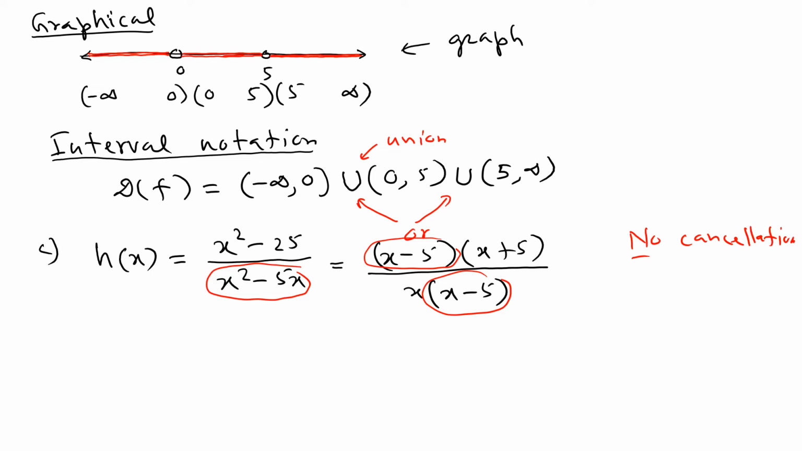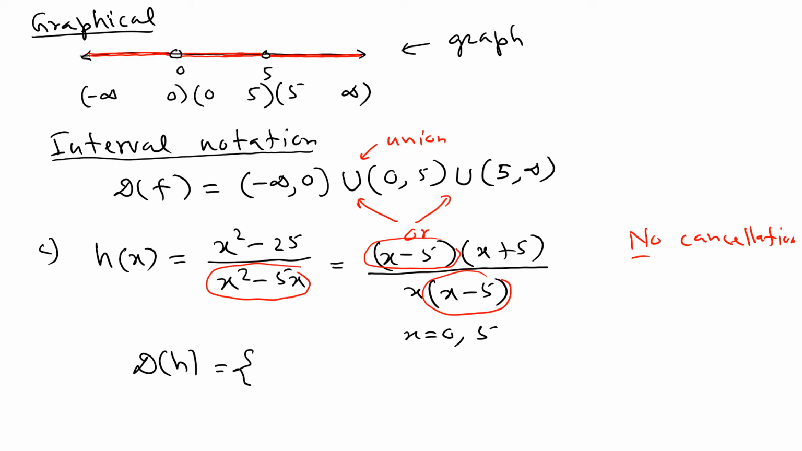It's very similar to the previous problem, and you can see that the two zeros are x equals 0 and 5, and we have to remove those two because we need to avoid dividing by 0. So to avoid dividing by 0, we remove those two. So the answer is the same thing as before. That means the domain of h is exactly the same.